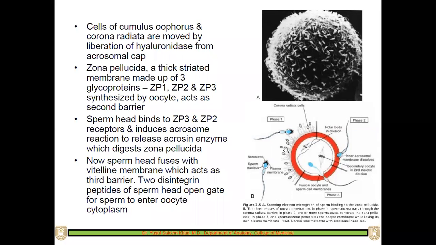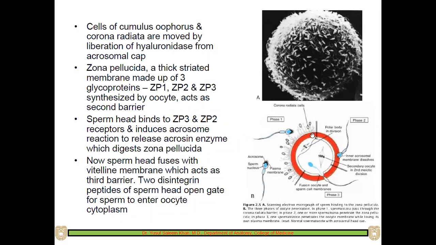During this process, there are cells here. These are called the corona radiata, and they are moved by the liberation of the hyaluronidase from the acrosomal cap. So when it comes in contact, all the cells around that position will be moved. Okay.